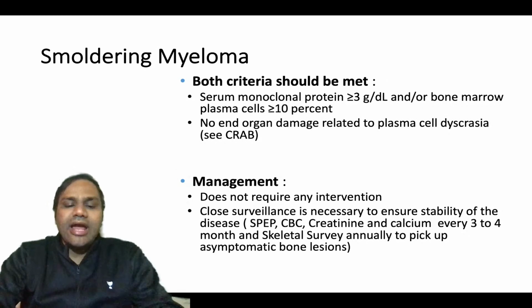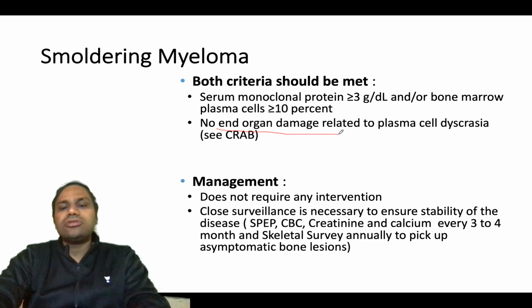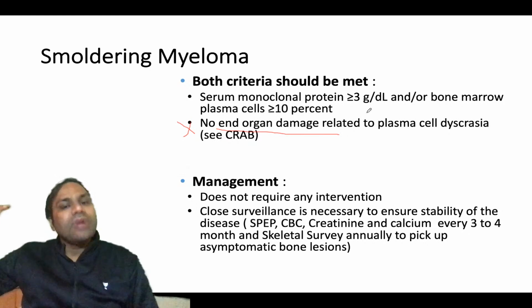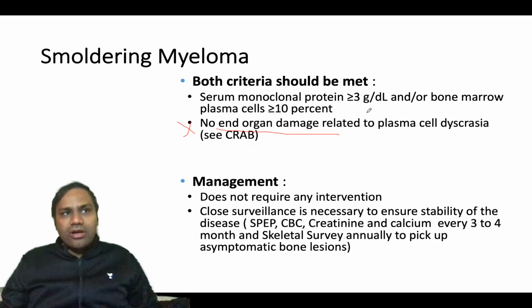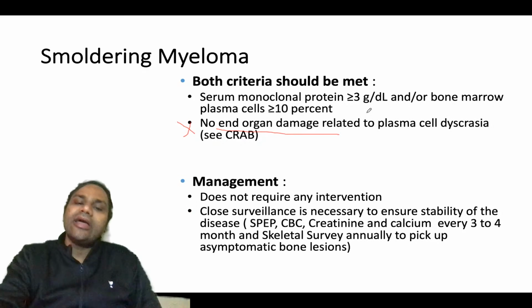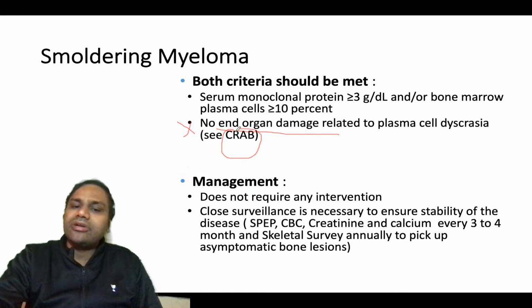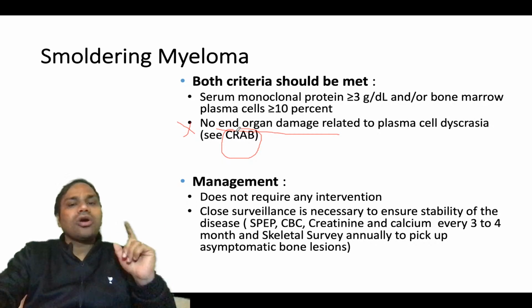Then you will have no end organ damage. This is the high yield point in smoldering myeloma. The previous feature you also get in multiple myeloma, but in smoldering myeloma you don't get end organ damage. End organ damage is basically explained by CRAB. We have discussed this complete mnemonic, and when I teach multiple myeloma, I'll talk about CRAB again.